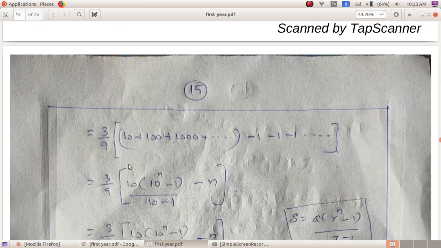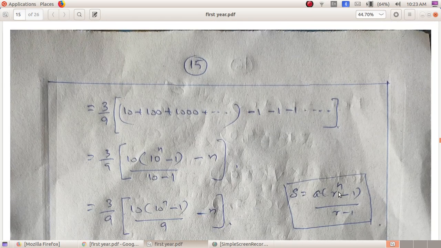So this is in GP and the sum can be taken with the formula S equals a into (r raised to n minus 1) divided by (r minus 1). Then a means the first term, which is 10. 10 into r raised to n. Here 10 into 10, 100 into 10, 1000. So r is also 10. r raised to n: (10 raised to n minus 1) divided by (10 minus 1). Here minus 1 is what? Minus 2, minus 1, minus 3 and so on means minus n. So this is the answer. 10 minus 1, 9.